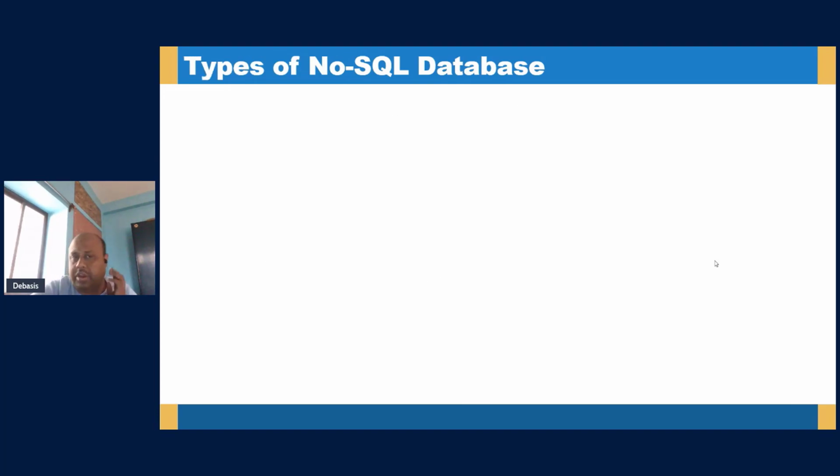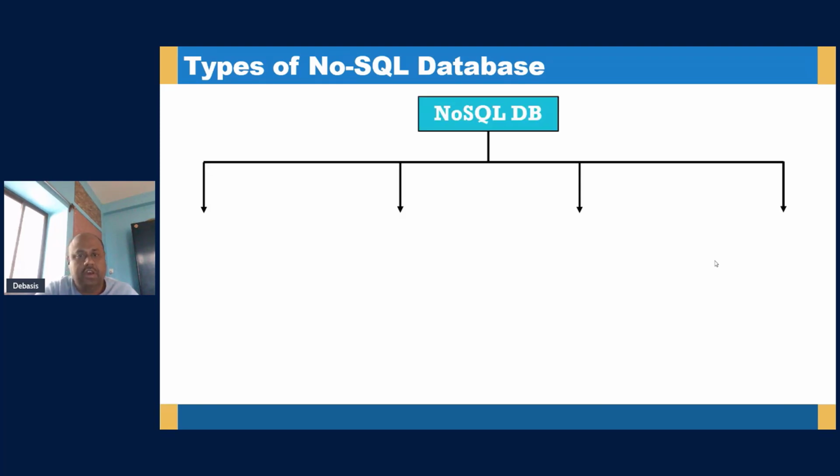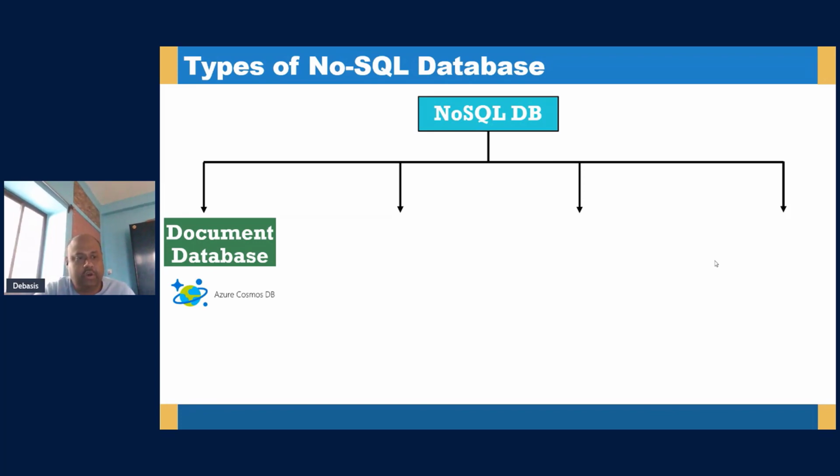Normally we can categorize NoSQL databases into different types, but mostly we can categorize any NoSQL database into four different types. The first one is the document database. In a document database, we can store any type of document or data in a NoSQL data format structure. The most popular example of a document database is Azure Cosmos DB, and also MongoDB. These are the two most popular and widely used NoSQL databases in the document database category.